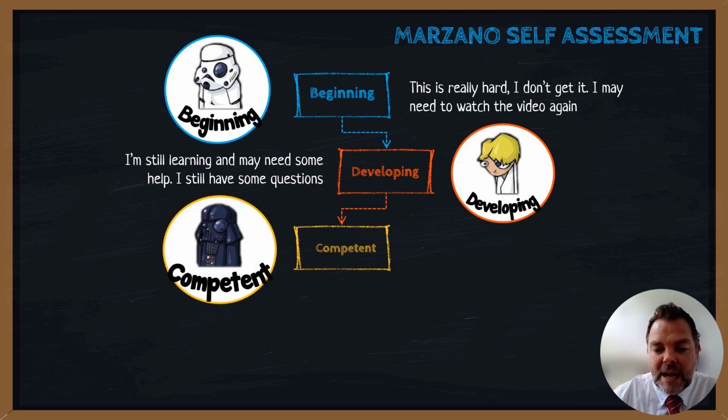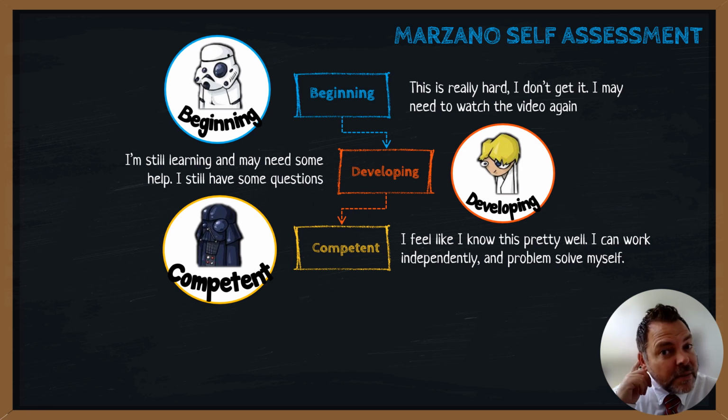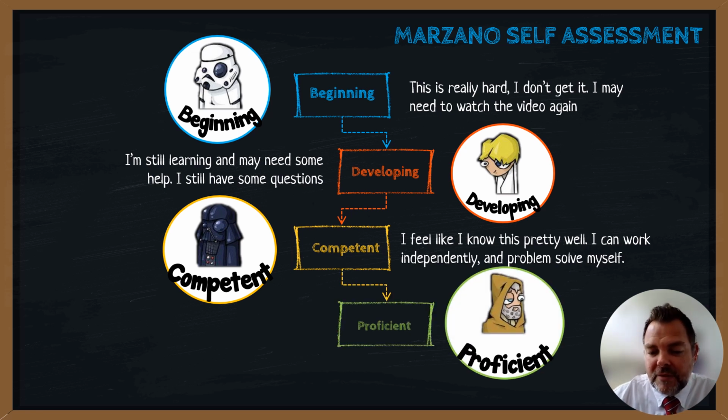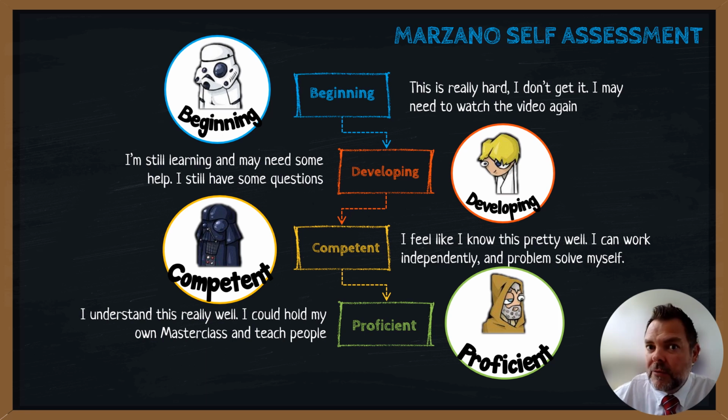So the next one is competent. This means that we understand it quite well. We can work independently, and we can problem solve by ourselves, but there may be some areas that we're still struggling with. And finally, we're at that proficient stage. This means that we understand it very, very well. We're getting most of our questions correct. And we could actually hold our own masterclass, where we could teach other people how to do this concept as well. Okay, very important that we look at our Marzano self-assessment. Whereabouts are we in relation to our understanding?